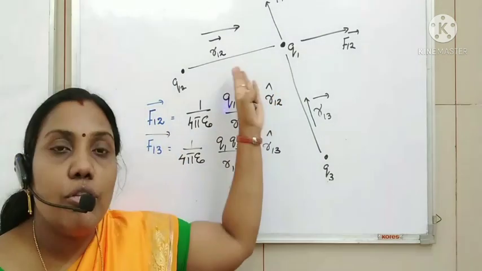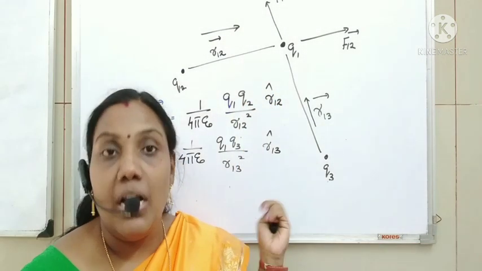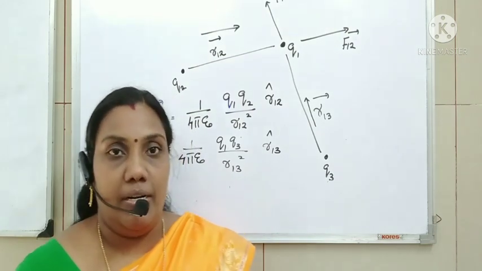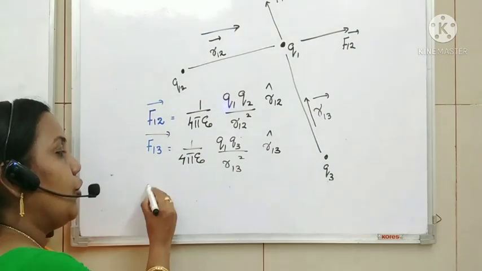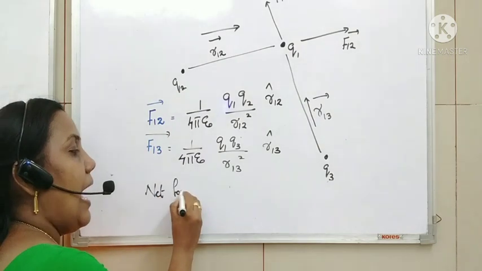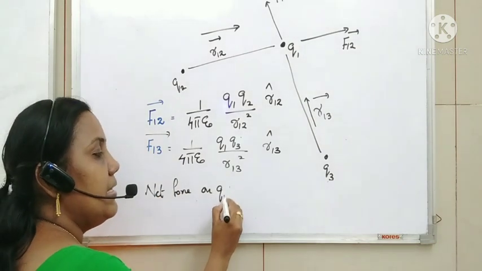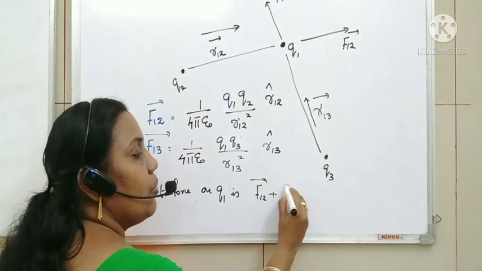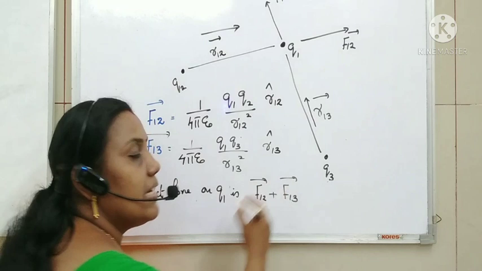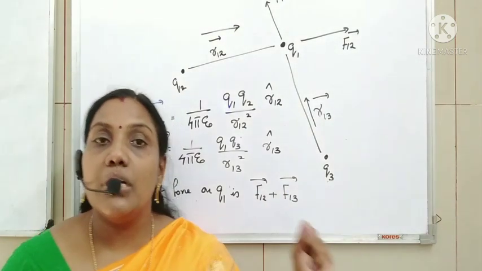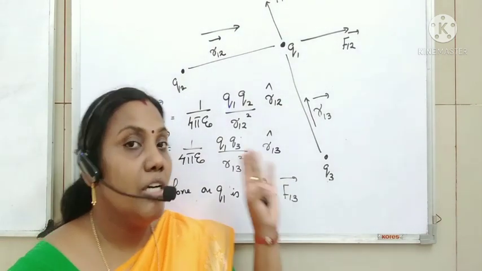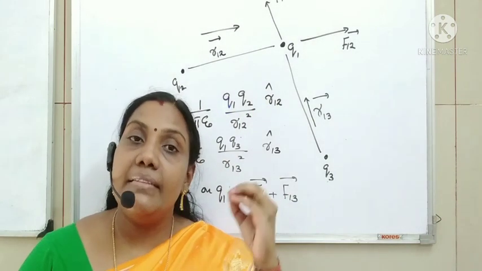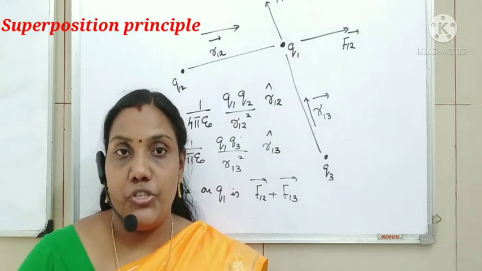So the two forces are acting in two different directions. How will you find the resultant? The resultant is given by vector addition. So the net force acting on charge Q1 we can write as vector F12 plus vector F13. Take the vector addition of the two forces. So the total force acting on the charge Q1 is the vector sum of the two forces acting on the same charge. And this principle is called the superposition principle.